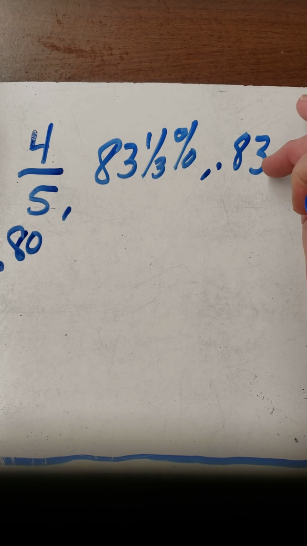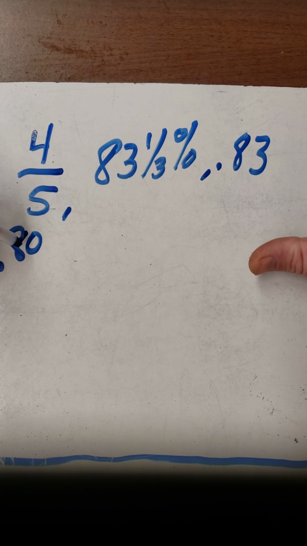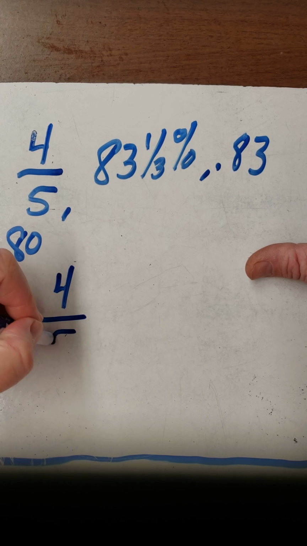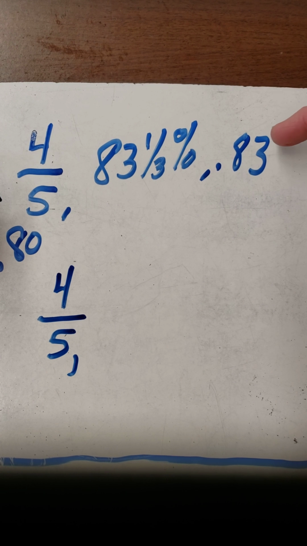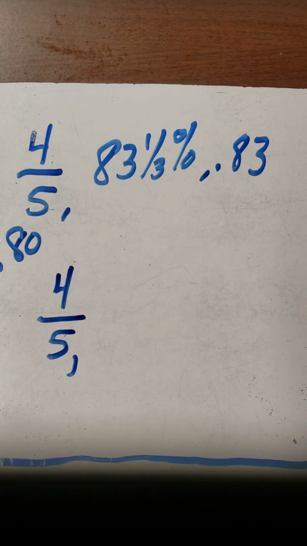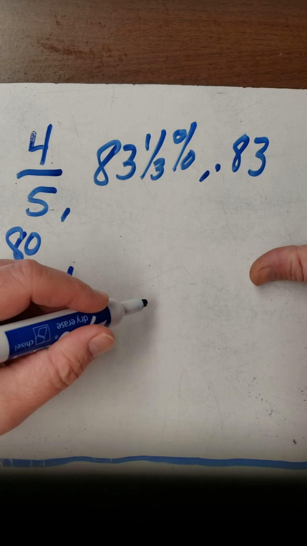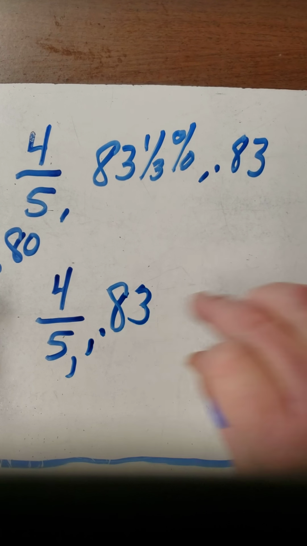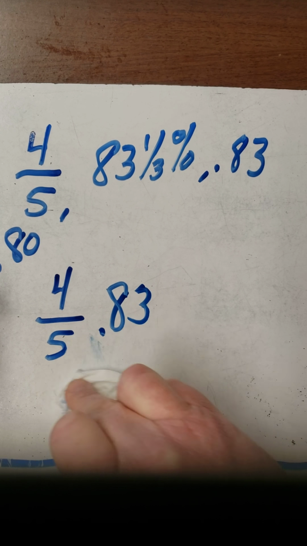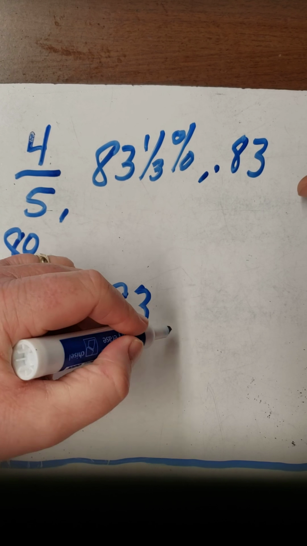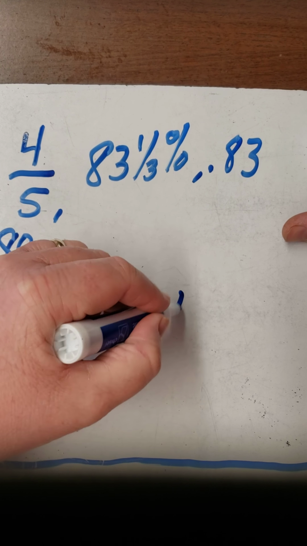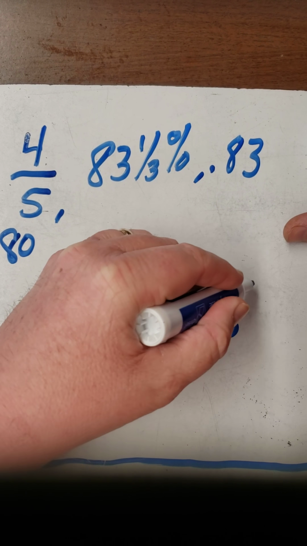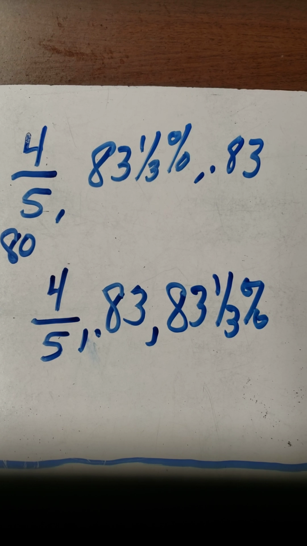If we change this into a percent, that's going to be 83%. If we change this into a percent, that's going to be 80%. So your least one is 4/5. We already said this is 83%. This is 83 1/3%, which is larger than 83%. So your next one is going to be 0.83, and your last one is going to be 83 1/3%.